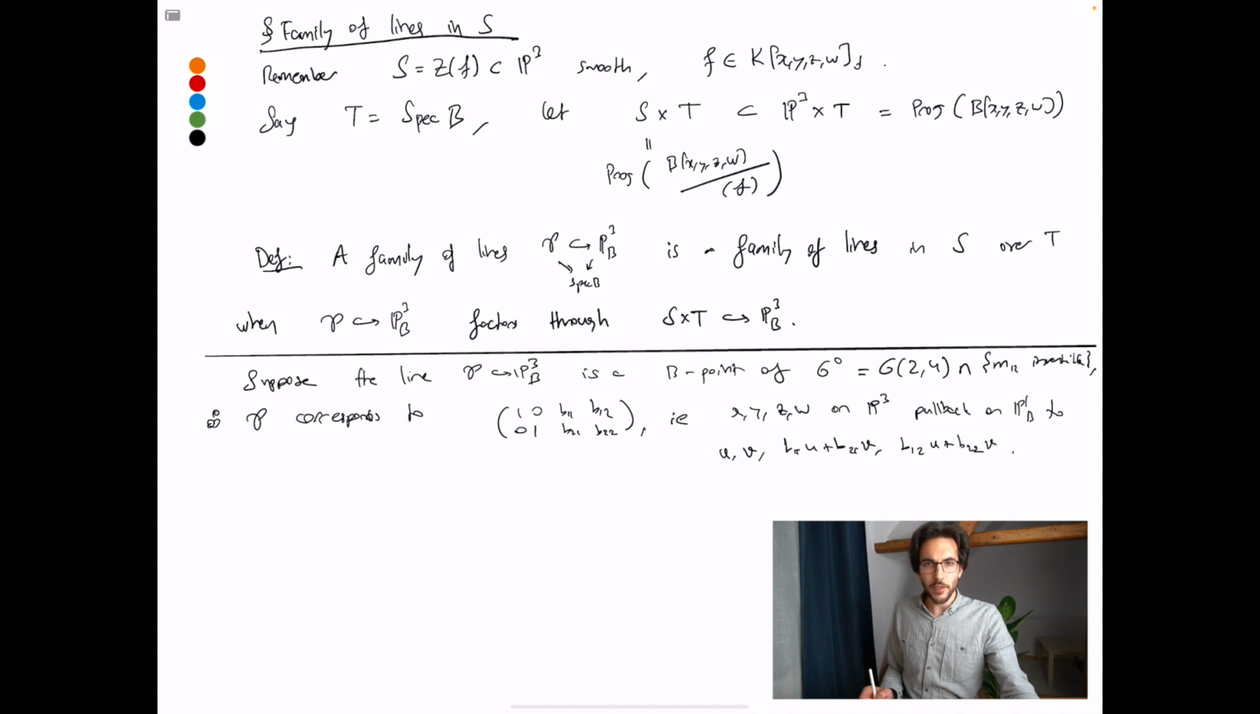And now what we're asking is, when is this family of lines supposed to factor through S? So S is distinguished by the fact that the polynomial f vanishes on every point on it, and the corresponding notion here should be that the polynomial f pulls back to 0 on P1, B. So the family of P1s over B. But we know what x, y, z, w pulls back to, so we just plug in x, y, z, w with these u, v, etc. And then this should be identically 0.